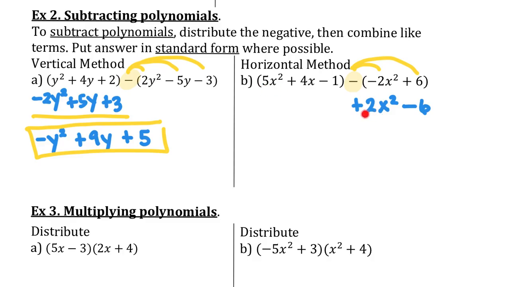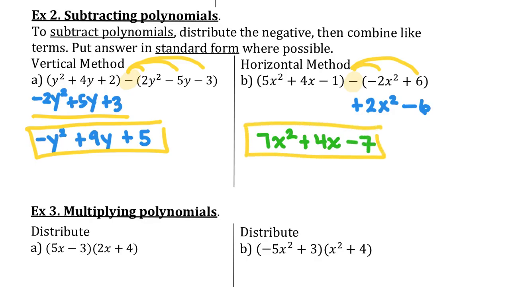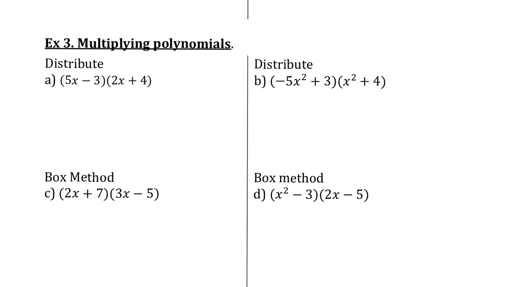I have the 5x squared and the 2x squared, which is 7x squared. I have the 4x, and the 4x has no like terms, so I'm going to keep it 4x. And then the minus 1 and the minus 6 give me minus 7. Okay, the method you choose is up to you. Just be really careful with your like terms and then your positives and your negatives.